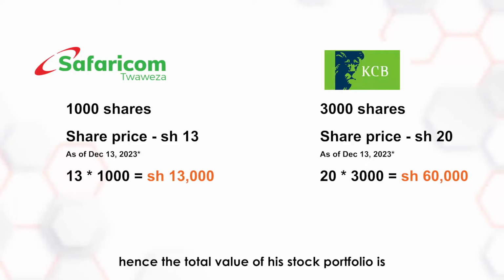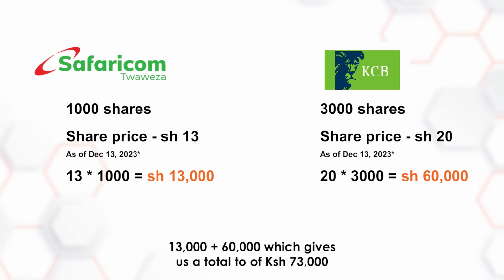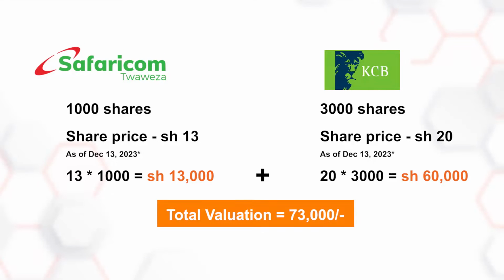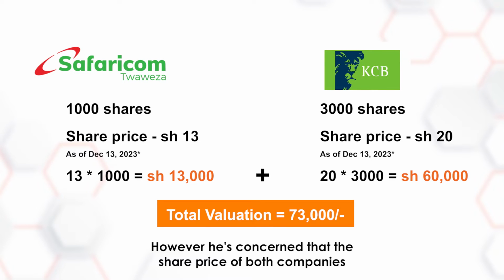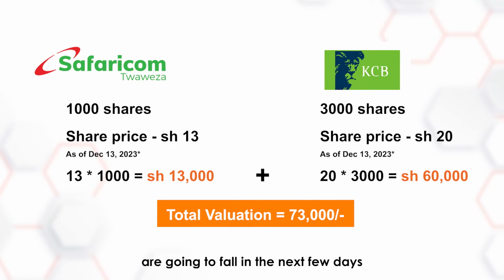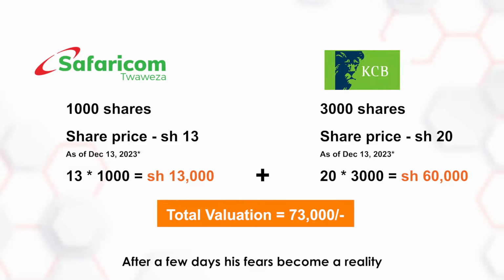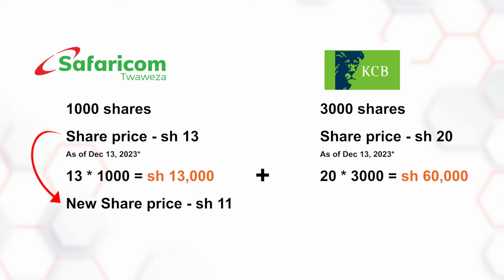Hence, the total value of his stock portfolio is 13,000 plus 60,000, which gives us a total of 73,000 Kenyan shillings. However, he's concerned that the share prices of both companies are going to fall in the next few days. After a few days, his fears become a reality and the share price of Safaricom fell to 11 Kenyan shillings, while KCB's share price fell to 18 Kenyan shillings.